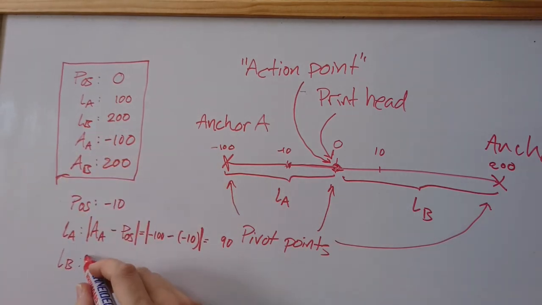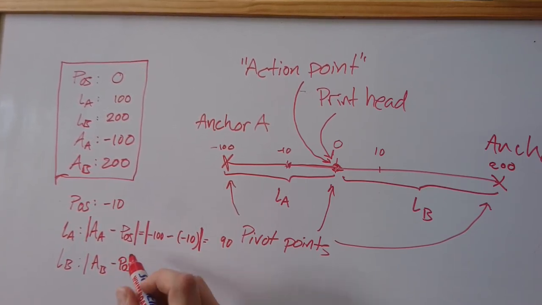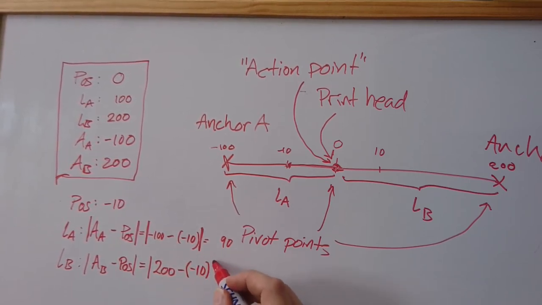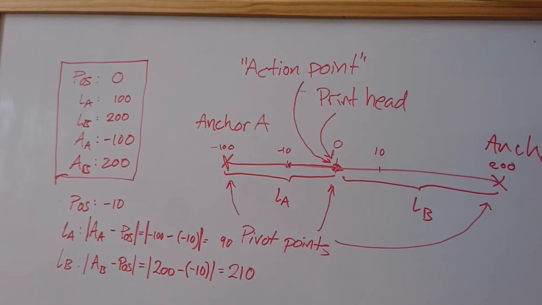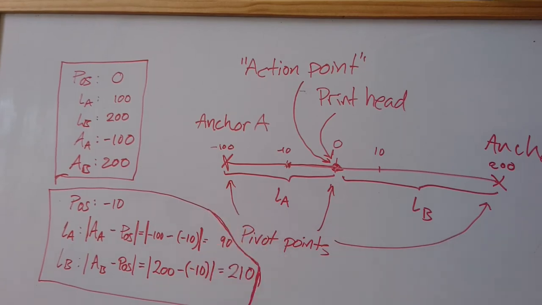But let's get to it the long way. Anchor B minus position, which is minus 10, plus 200 minus minus 10. Minus and minus is plus, so we get 210. So this calculation is what the firmware needs to do in the one-dimensional Hangprinter. For every position it wants to move to, it has to do this subtraction. The anchor minus the position.